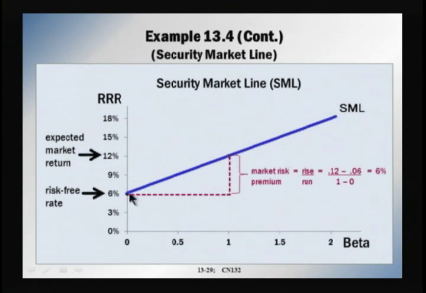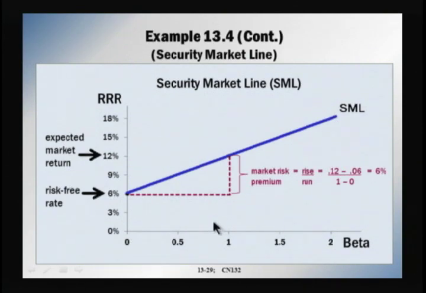That is, by definition, the market risk premium. The horizontal change between those 2 points must be 1, because those 2 points correspond to a beta of 1 and a beta of 0. So that horizontal change will be 1. The vertical change will be the market risk premium. Thus, the market risk premium is the slope of the line, which in this case is 6%. Notice our independent variable for the security market line is beta.